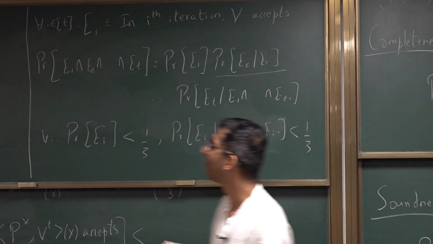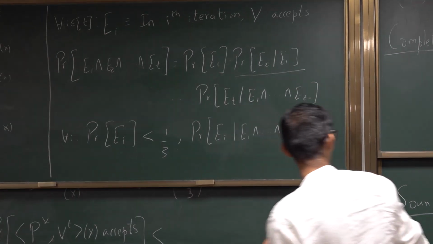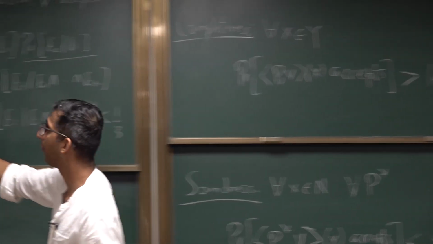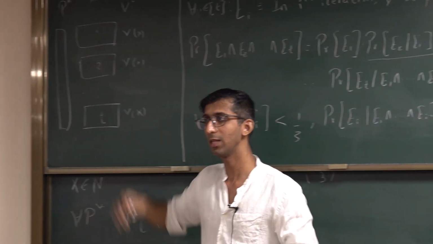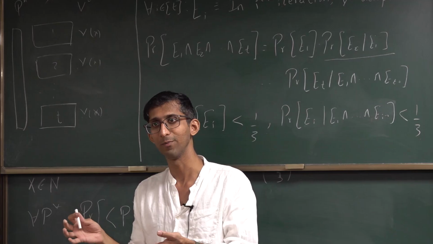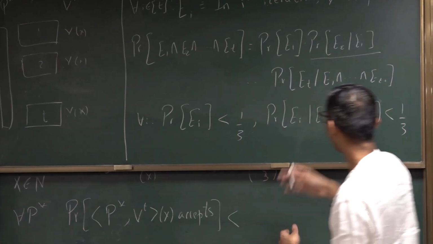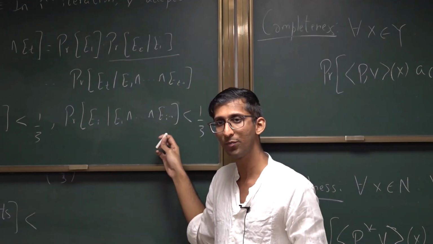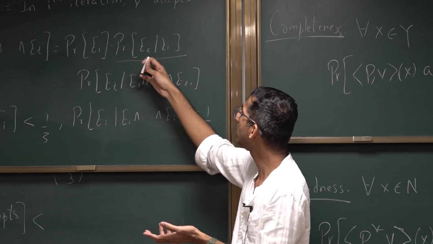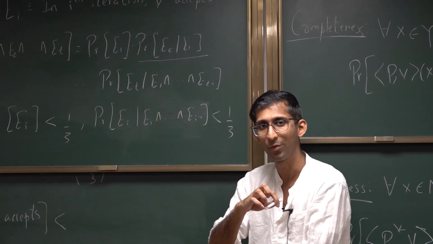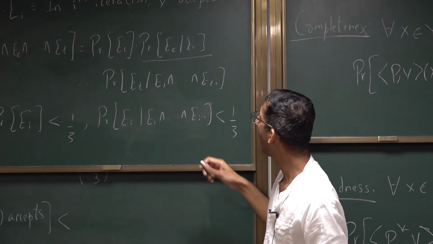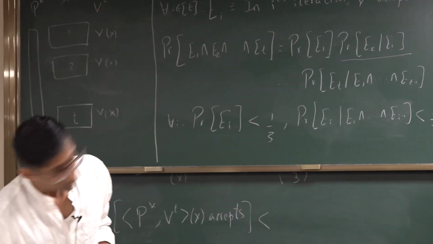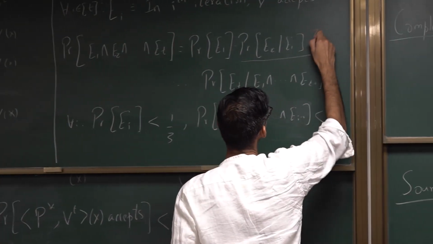Because I can construct a prover for the base protocol that just runs the first iteration of this protocol and interacts with the verifier and makes the verifier accept with probability more than 1/3. So clearly for E_1, if i equals 1, this has to be true. Now let's take i equals 2. Suppose for i equals 2 this term is larger than 1/3.